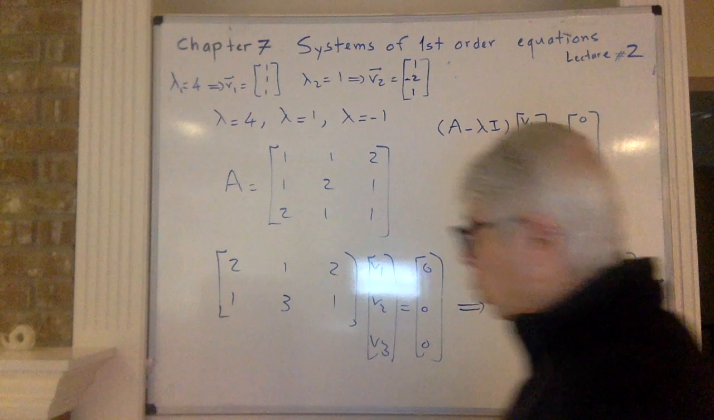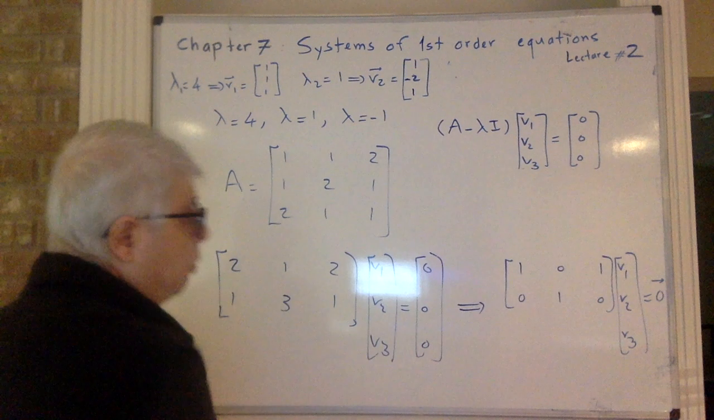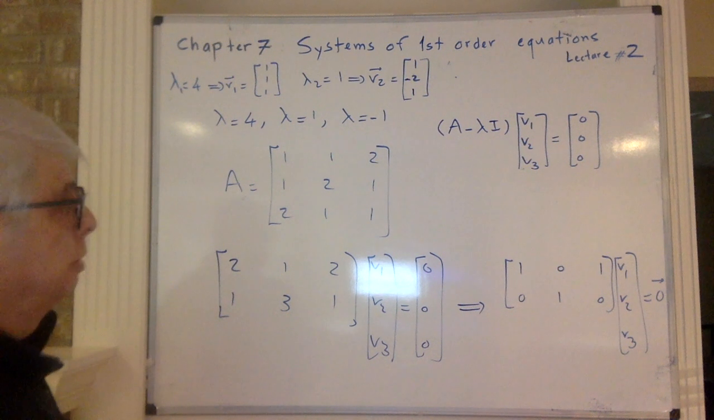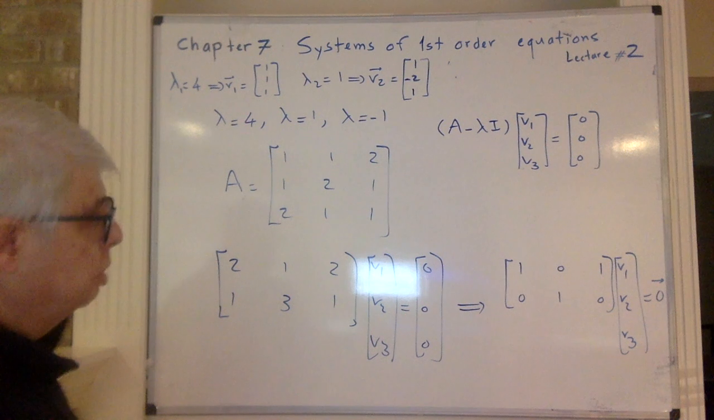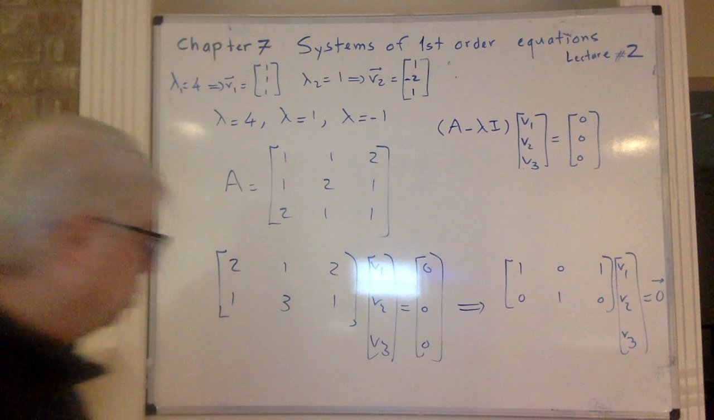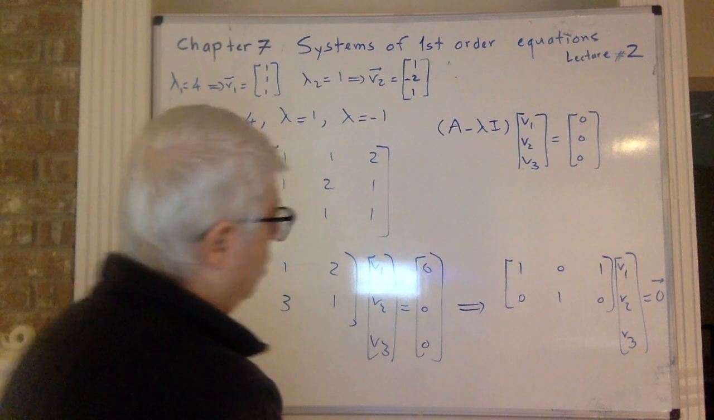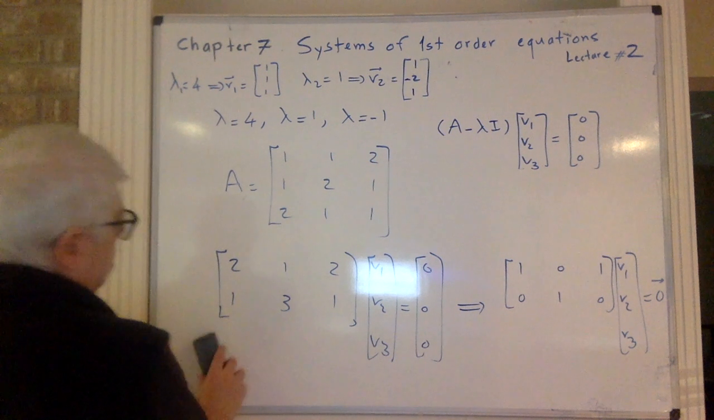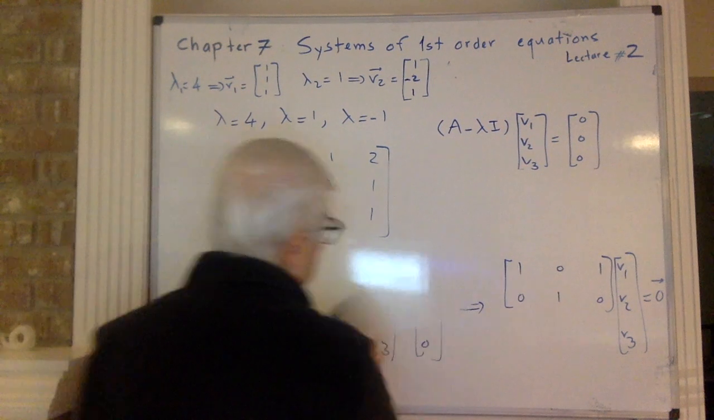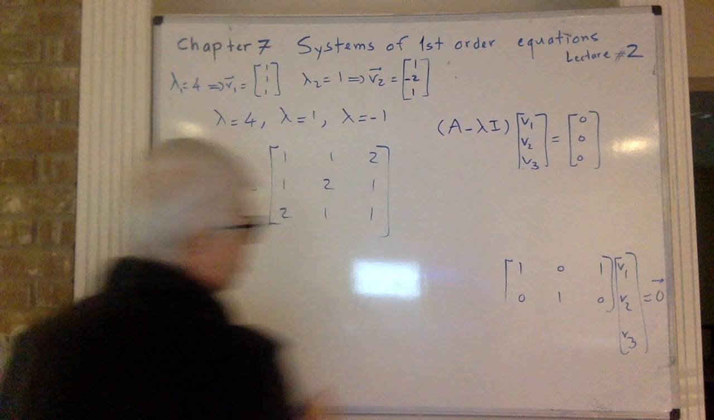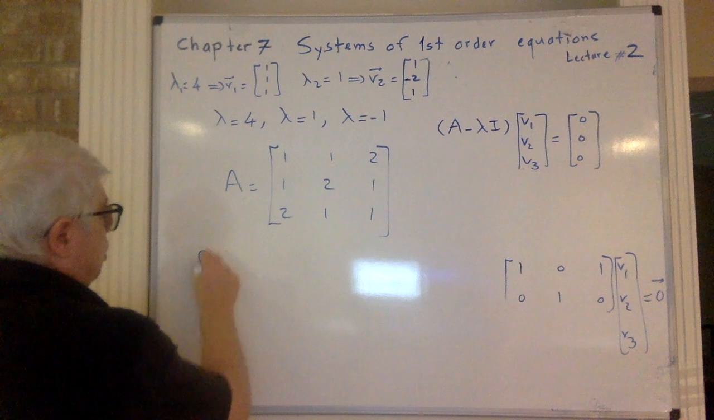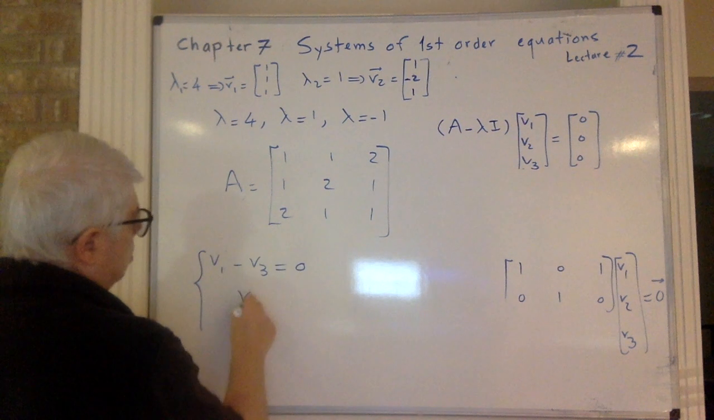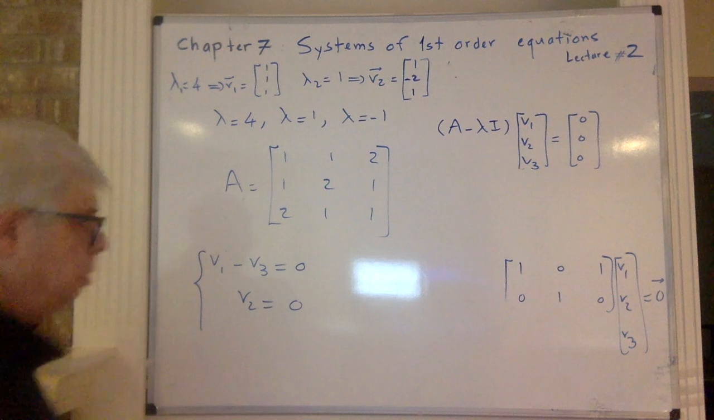But this kind of equation, you might have seen this before when we did systems of equations, but you might not remember how to do this. It's even simpler than the other ones, but a little confusing. So that's the system. Now let me write the two equations. From the first one, I have v1 minus v3 is 0. The second one is giving me v2 is 0. Okay.